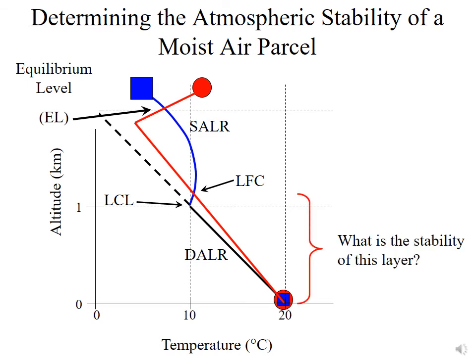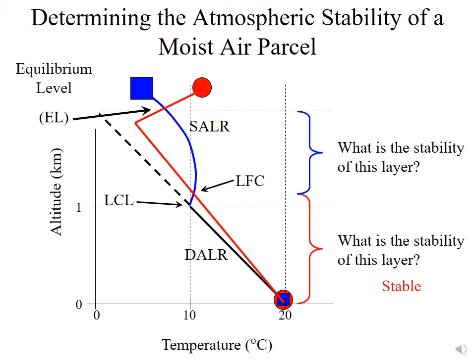What's the stability below the level of free convection? It's going to be stable because the air parcel is colder than the environment. What's the stability of the layer between the level of free convection and the equilibrium level? It's going to be unstable because the air parcel is warmer than the environment.